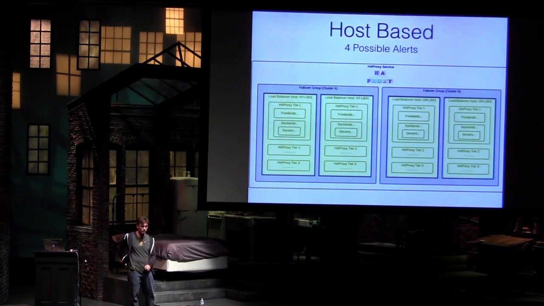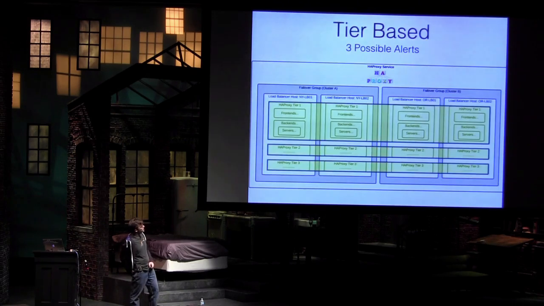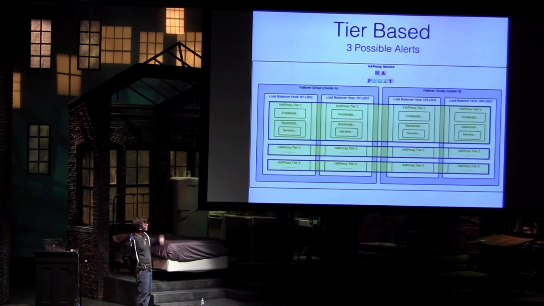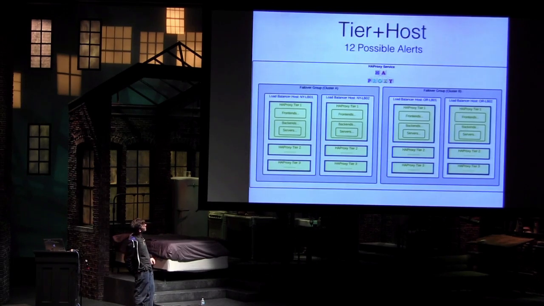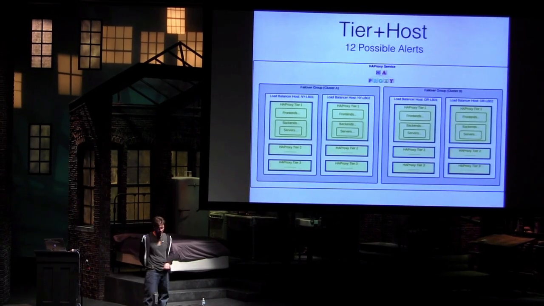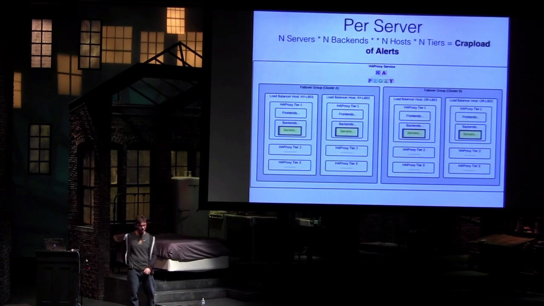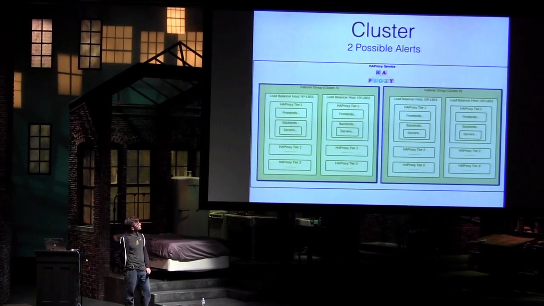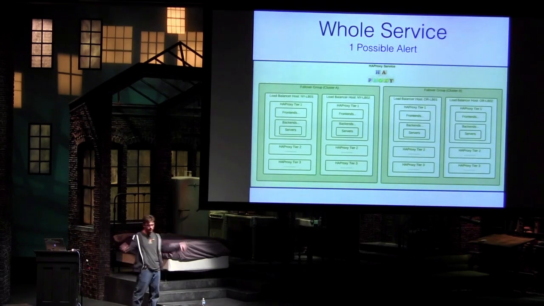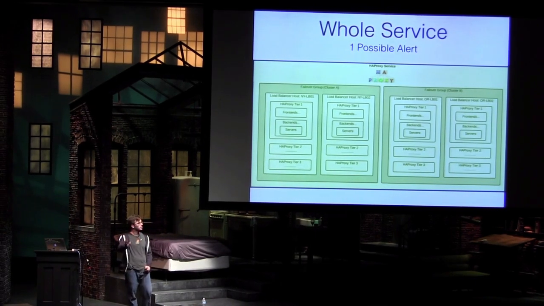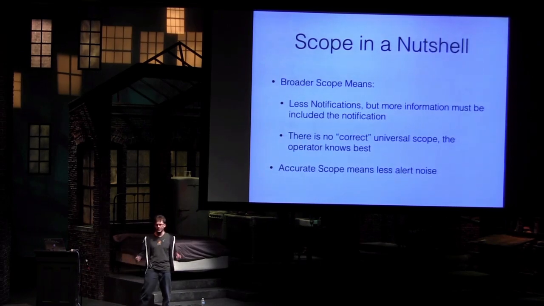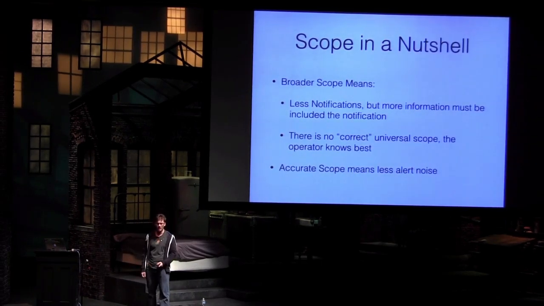If you did it by host, you could have 4 possible alerts. If you did it by tiers, which again I said was what we call each process across hosts, you could do that. That's what suits your environment. If you did it by tier plus host, you would have 12. If you did it per server, you would have all these, servers by backends, by hosts, and it ends up being a crap load of alerts. Or you could do it based on cluster, or you could just have one for all of your HA proxy in your entire infrastructure. There's no correct answer. Again, your environment is not my environment.